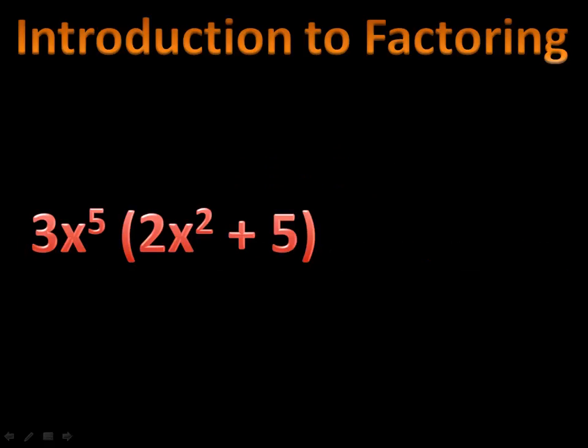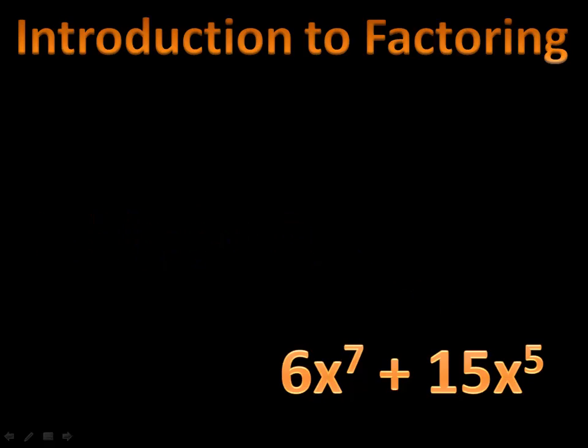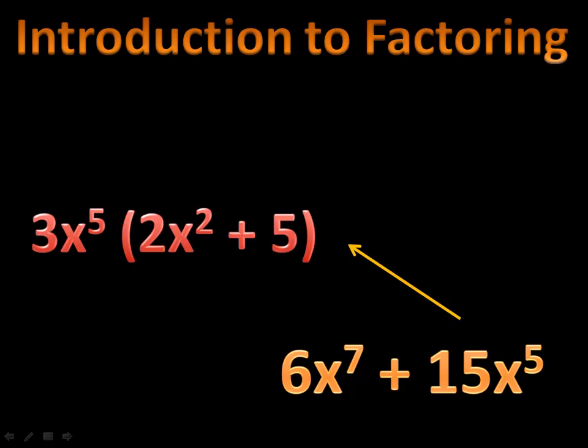We know that we can use the distributive property when we want to multiply two polynomials together. When we complete that multiplication, we end up with one polynomial at the end. In our answer here, 6x to the 7th plus 15x to the 5th is a single polynomial, and we got that from our multiplication. But suppose you only have a big polynomial, such as 6x to the 7th plus 15x to the 5th, and you want to break that down and get it back to its individual pieces, 3x to the 5th times 2x squared plus 5. It's almost like you've made the puzzle and now you're taking it back apart.